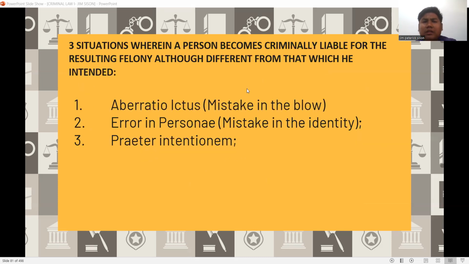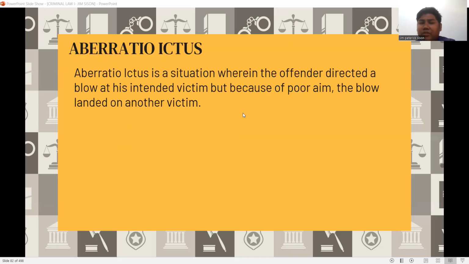So, what are the three situations wherein a person becomes criminally liable for the resulting felony, although different from that which he intended? So, number one, aberratio ictus. That is mistake in the blow in English. Error in persone, that's mistake in identity in English. And then praeter intentionem. Okay, so let's discuss first aberratio ictus.